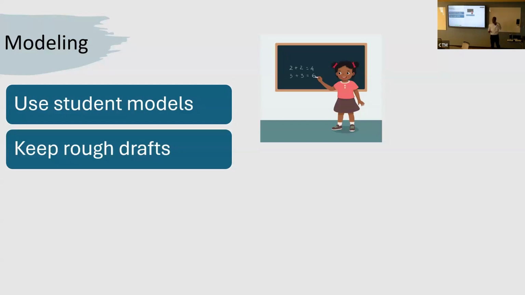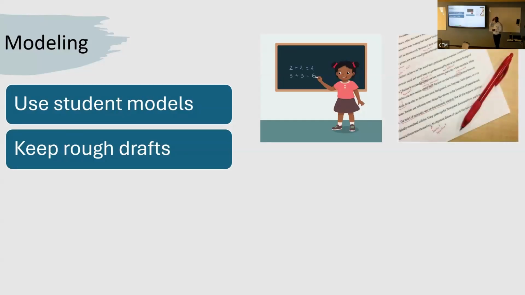Alrighty, so the next concept is to keep rough drafts. We talked about showing them exemplars of excellence, right? Let them know what the perfect or what the excellent assignment or essay or whatever it is looks like. But also you need to show them rough drafts so that they can appreciate the journey, right? They can appreciate the journey of getting to a successful final product, because success doesn't come just like that. You have to actually go through the steps. So that is why you need to keep rough drafts.